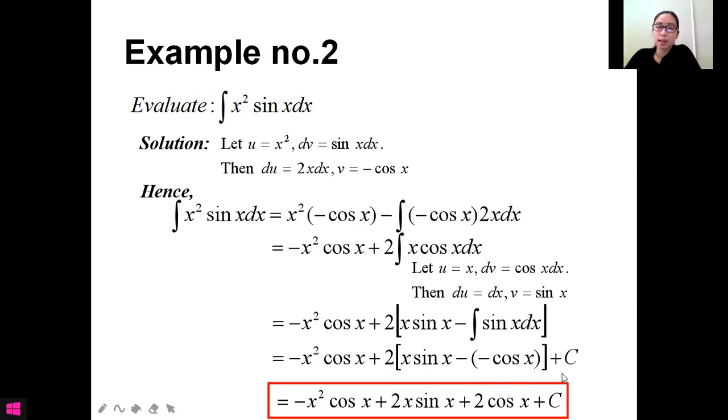So naay instances na we should do another IBP, mga ikaduha or ikatatlo. So same aning example, ikaduha ta or double IBP ang atong gibuhat na process so that we can solve this problem. Okay?